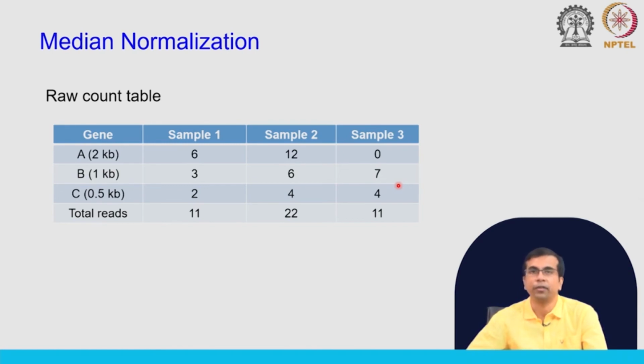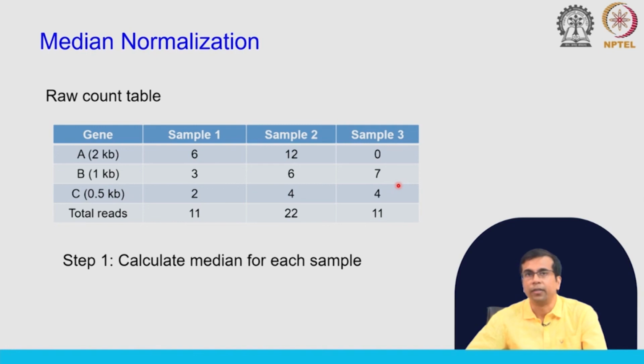Let us just for a moment think about how you are going to do median normalization for these 3 samples that you see, sample 1, sample 2 and sample 3. What you have to do here is calculate the median value for each of these samples. For sample 1 you calculate the median value, for sample 2 you calculate the median value, for sample 3 you calculate the median value, and then you scale each of these read counts by the median value that you get from each sample.